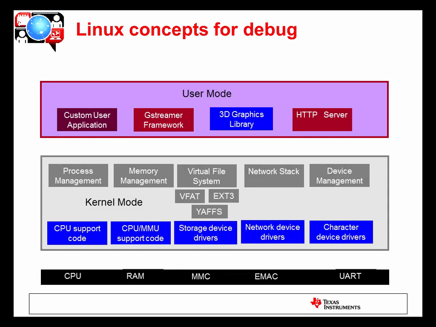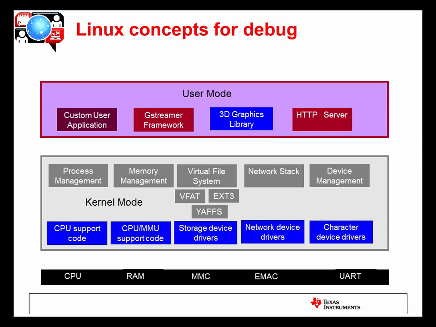Just to visualize the differences, the picture shows the several layers from the hardware at the bottom up to the higher level of the operating system. The user mode is what we see in a terminal or in a graphical environment when Linux is up and running. That's where user applications, frameworks, and libraries are located, the upper part of the picture.